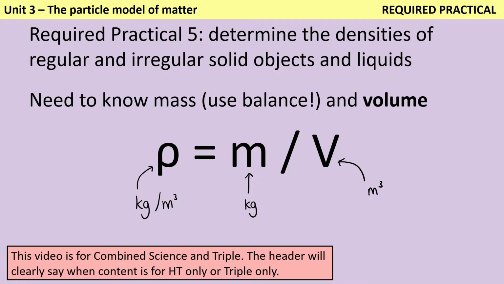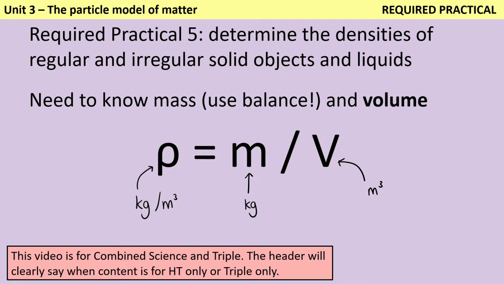In the next required practical, we determine the density of regular and irregular solid objects and also liquids. The calculation to work out density is mass divided by volume, and it's one of the nice ones where the units give you the equation and vice versa. Whether we're looking at a regular solid, an irregular solid or a liquid, we need to know what the mass is, so we're going to need to use a balance.